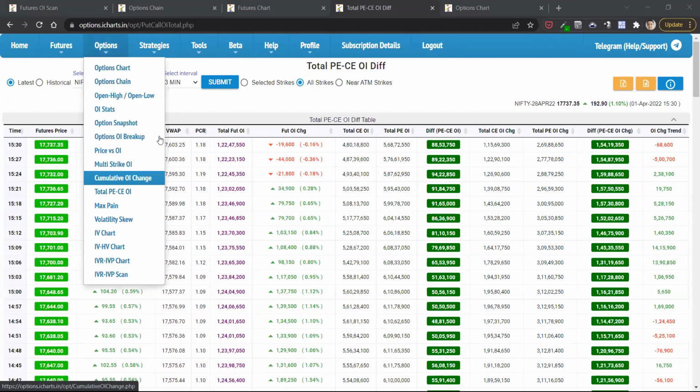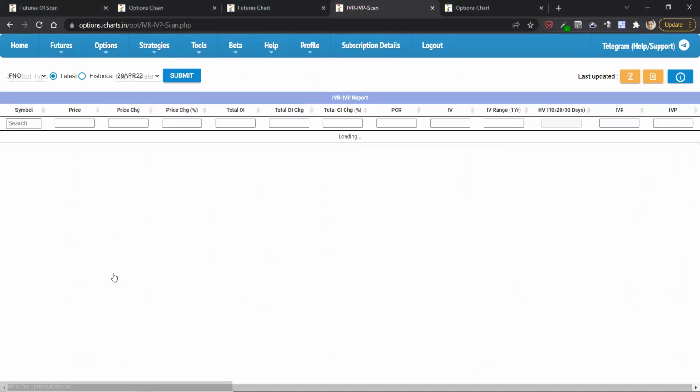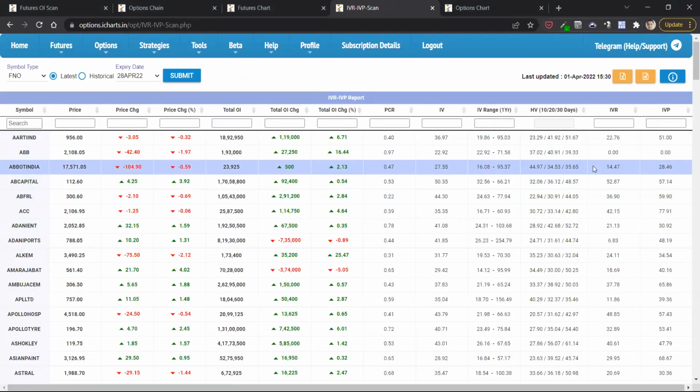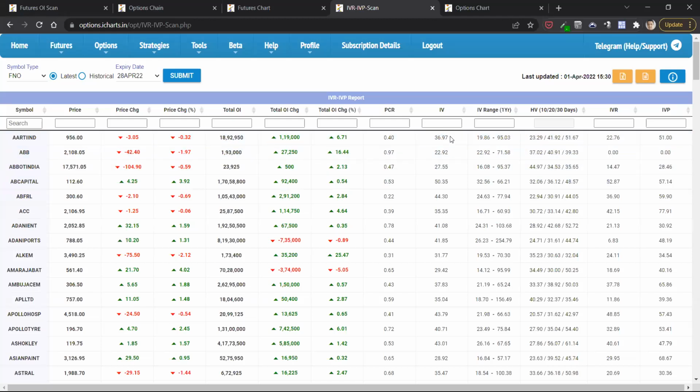Can you just explain IVR and IVP? Yeah, sure. What this tells you is, this is the current IV. This is the IV range for 1 year. And IVR will tell you where the current IV is within this range. So 22% tells you that it is in the bottom part of the range, bottom 22% of the range, because within this range, 19 to 95, 36 is in the bottom part of the range.